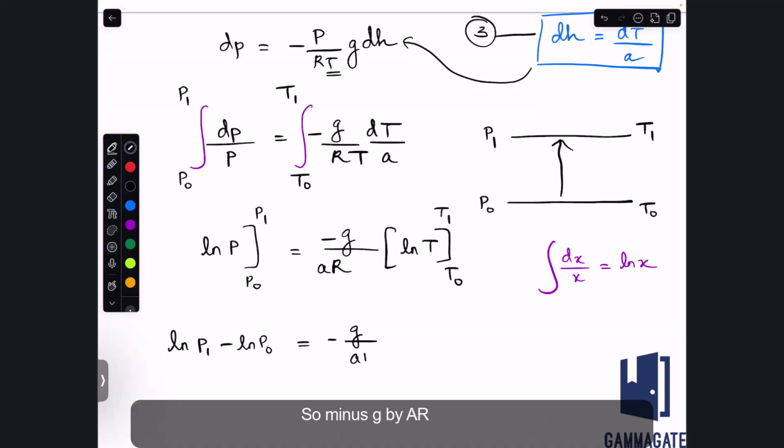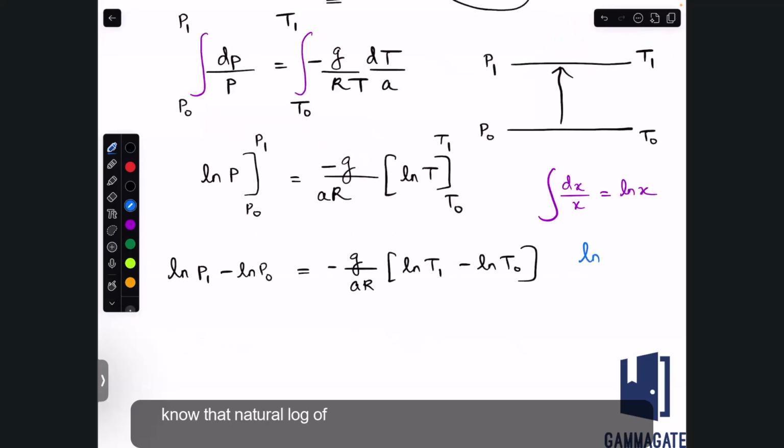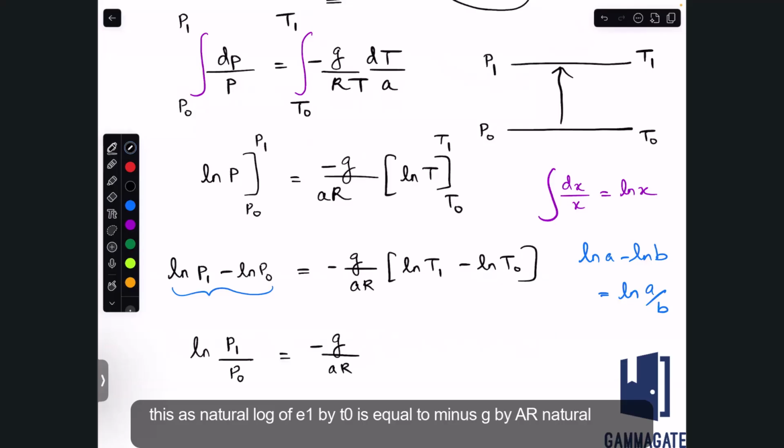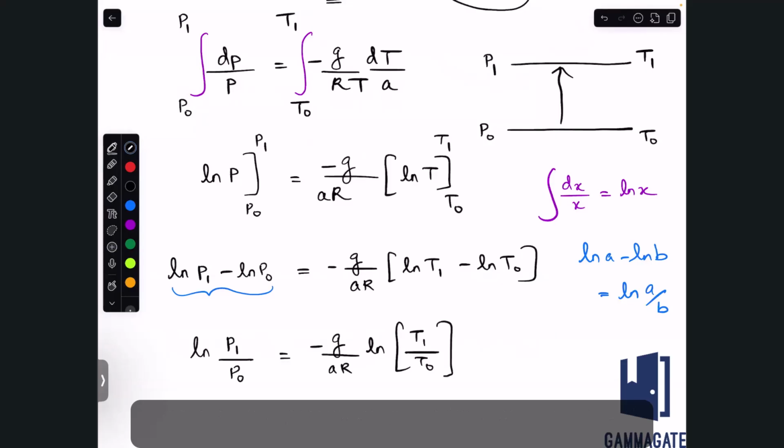So minus g by aR, natural log of T1 to natural log of T naught. We know that natural log of a minus natural log of b can be written as natural log of a by b. So similarly, I can rewrite this as natural log of P1 by P naught is equal to minus g by aR natural log of T1 by T naught.